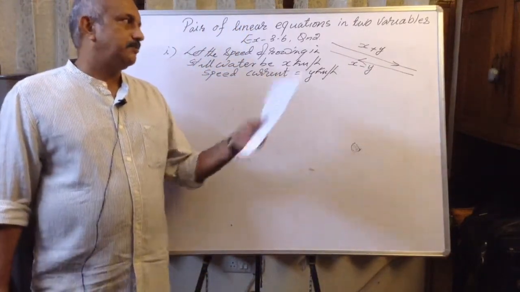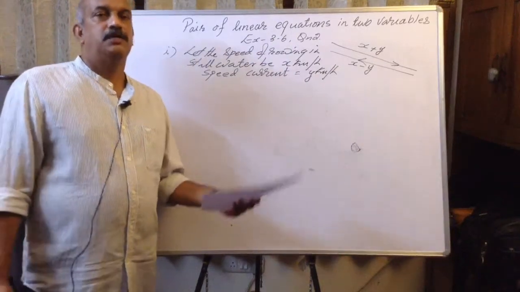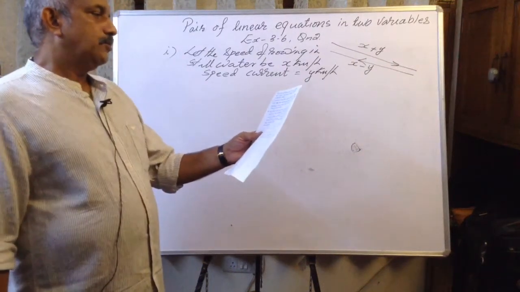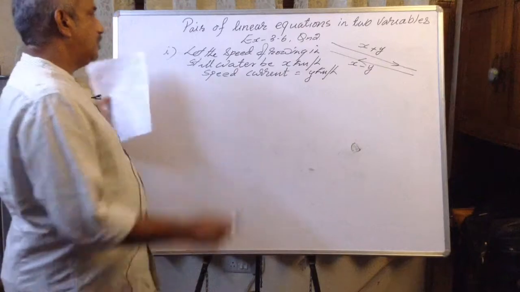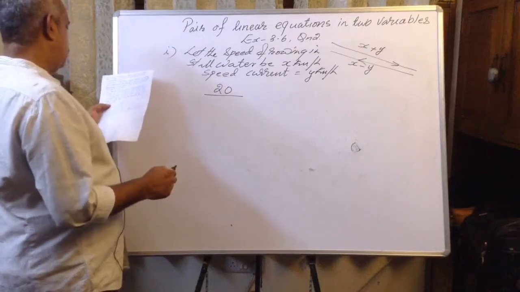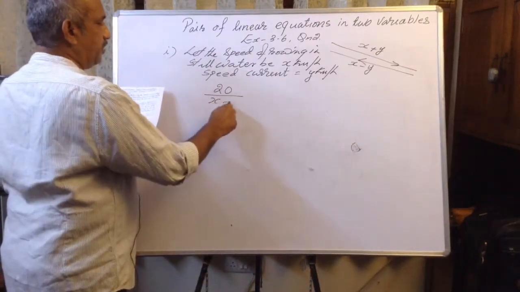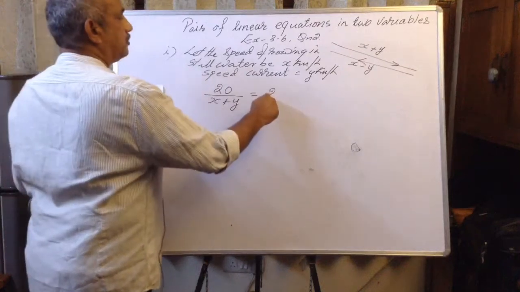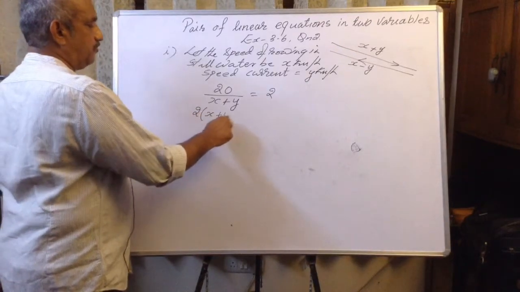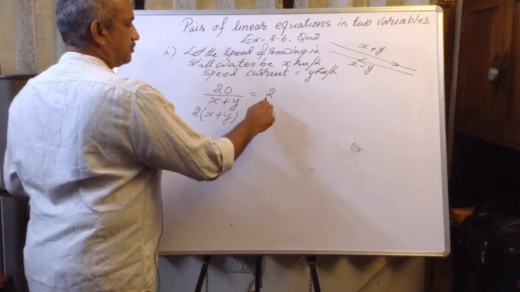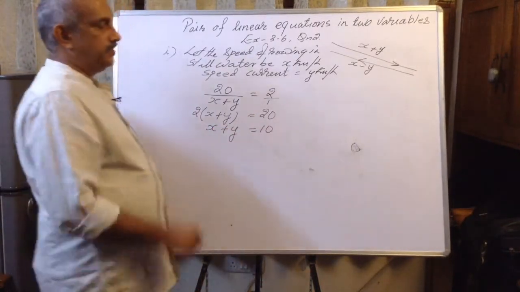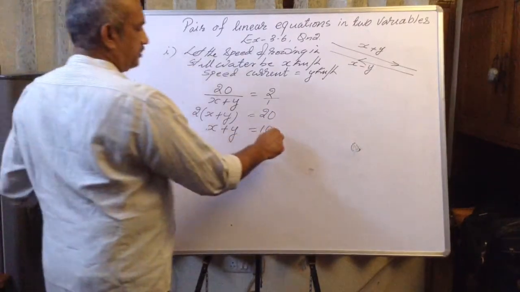Now we'll try to make the equation. Speed we have, distance we have, time we have, so we can make the equation. First one, Ritu can row downstream 20 kilometer in 2 hours. Distance 20 upon speed downstream, speed is x plus y, is equal to 2 hours. This is the first equation. Or we can write 2 into x plus y is equal to 20 after cross multiplication, or taking 2 to the other side and dividing, we get x plus y is equal to 10.